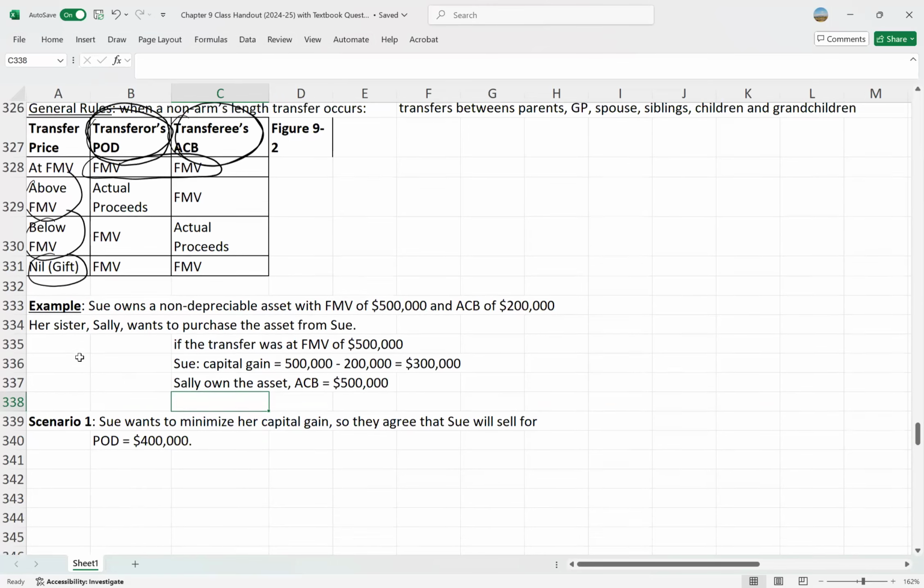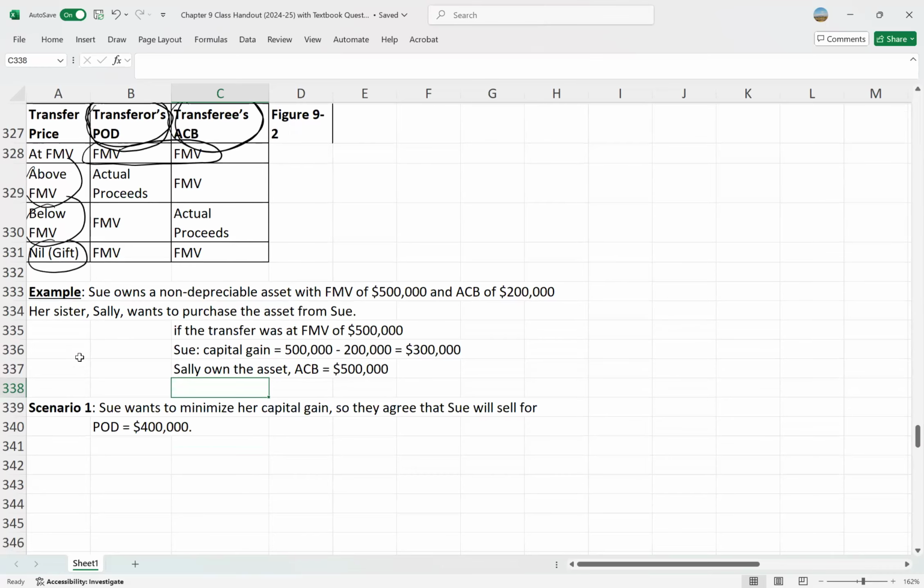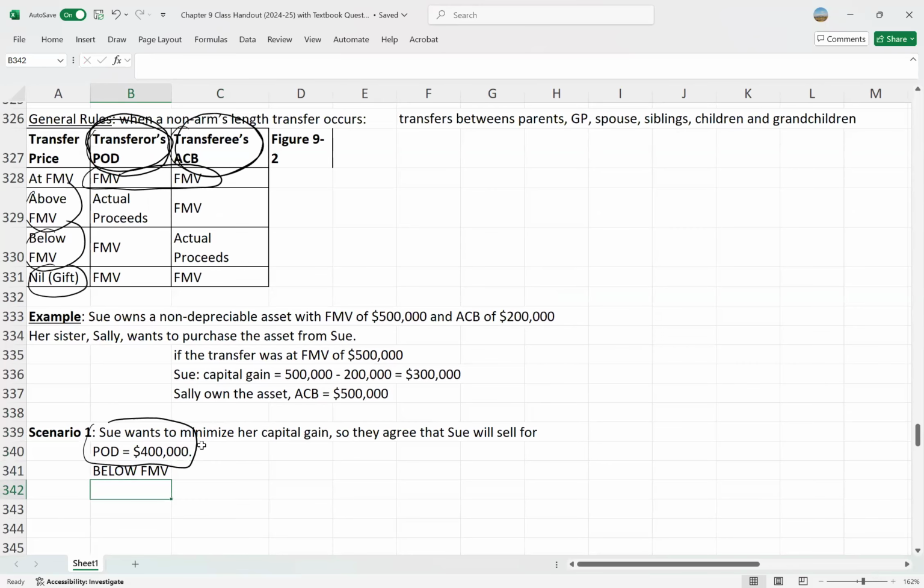Let's look at scenario one. Let's say Sue says, I want to minimize my capital gain. So Sally, I'm just going to sell it to you for $400,000. I don't want to sell it to you for $500,000 because the capital gain is going to be too much. So I'm just going to sell it to you for $400,000. That is going to be below fair market value. So because they are siblings, we now have to go to the chart and figure out what the tax consequences are. We are now below fair market value.